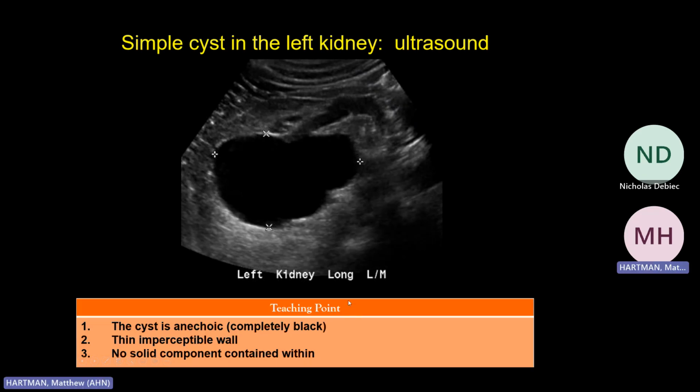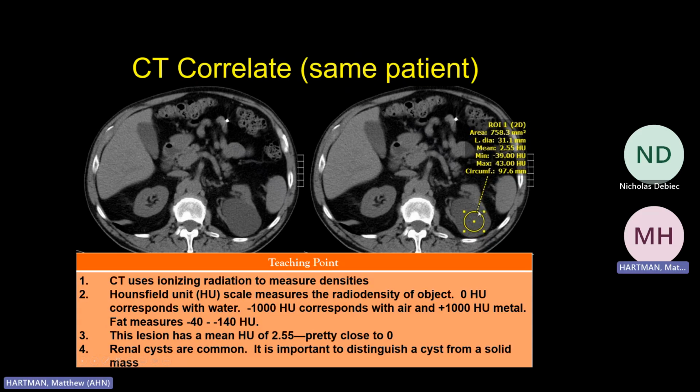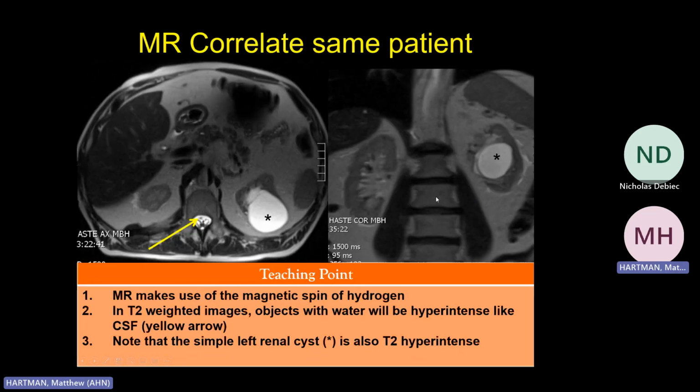So what's a cyst going to look like? Well, a cyst is a bag of water. On ultrasound, it will be anechoic, no solid component. On CT, hopefully everyone knows Hounsfield units, but if you don't, Hounsfield units range from -1,000 to +1,000. Water is 0. So that's pretty close, 2 Hounsfield units.